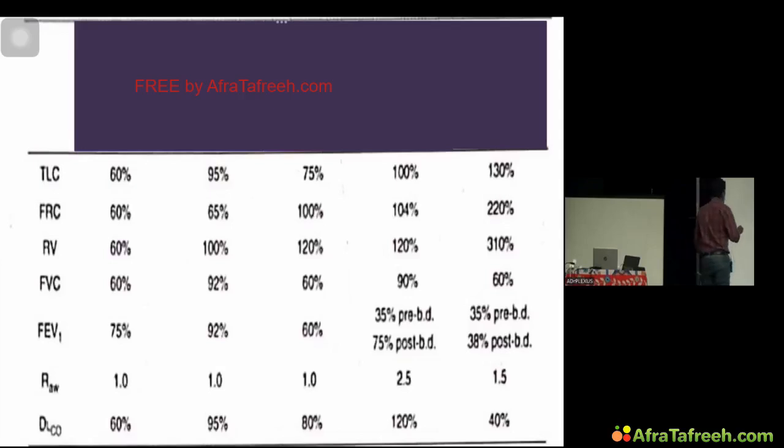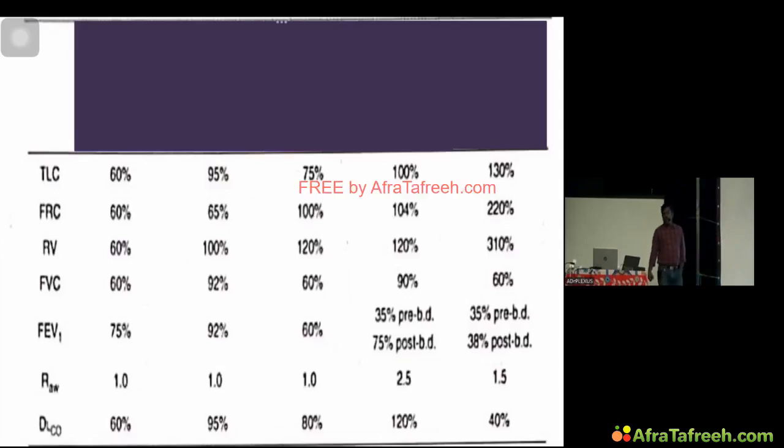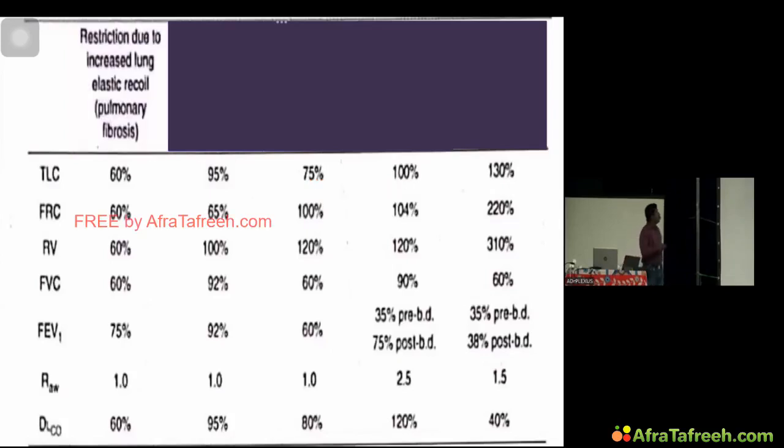What happened to the RV here? Decreased. Okay. So what should be the pathology? It should be intrinsic restrictive lung disease. So this is a case of intrinsic restrictive lung disease due to pulmonary fibrosis. Okay. What is the second scenario?